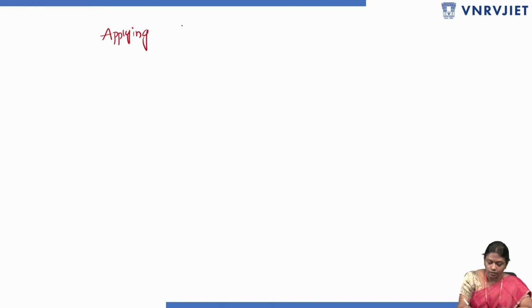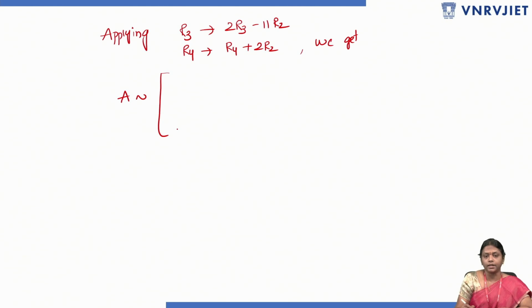Now applying R3 tends to 2R3 minus 11R2, and R4 tends to R4 plus 2R2. We get, now A is approximately equal to, I am not applying any operations to the first two rows, so I am writing them as it is, minus 1, minus 3, 3, minus 1, 0, minus 2, 2, minus 1.